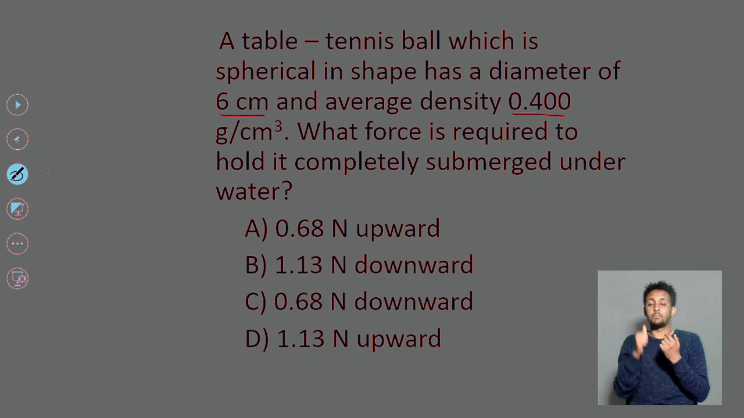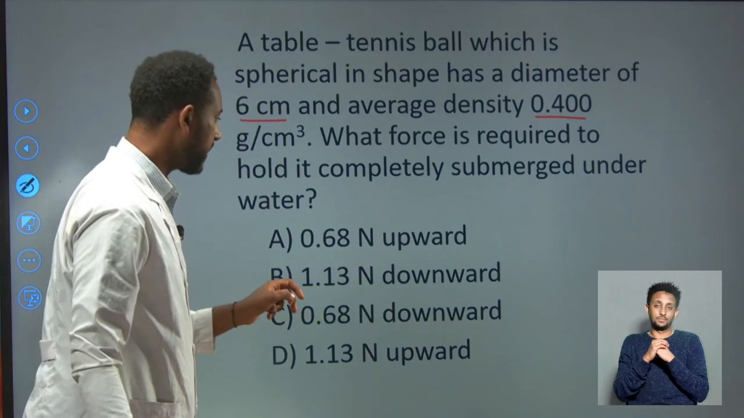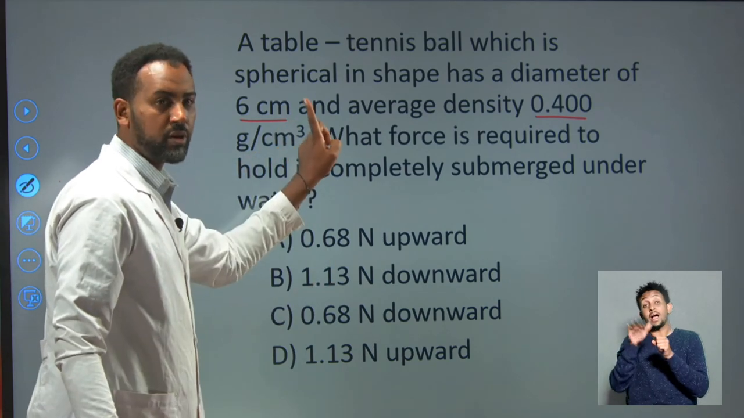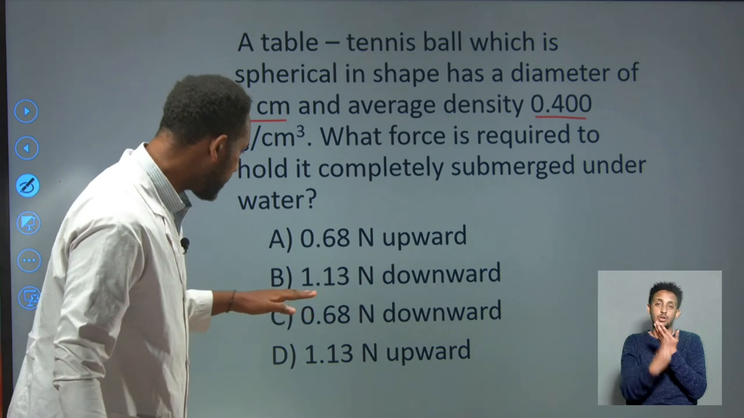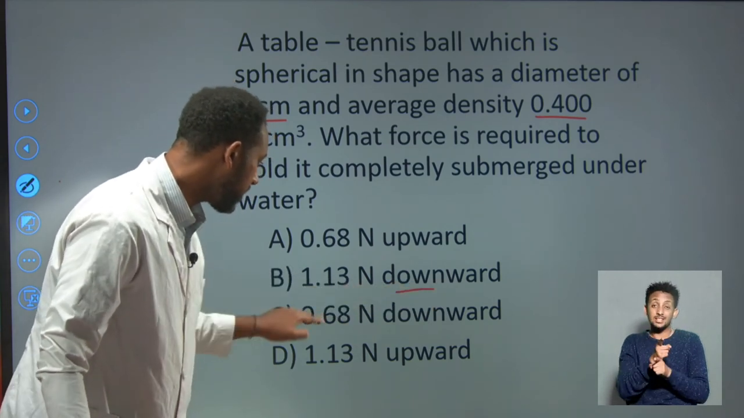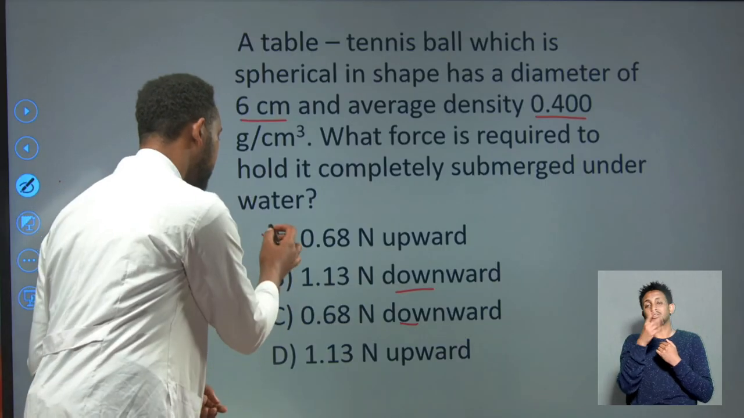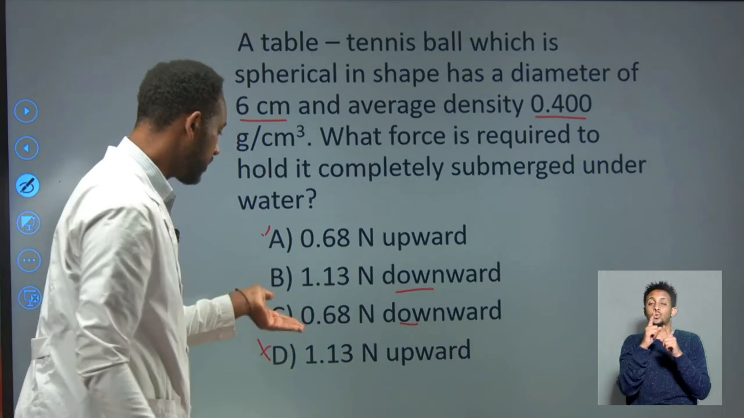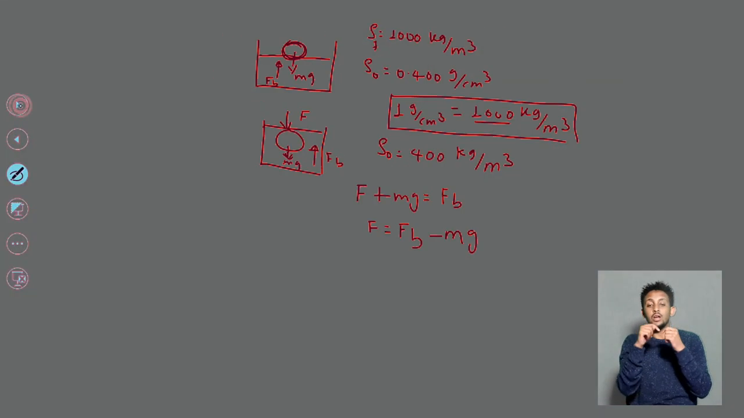Back here, there is 0.68 Newton. There is an upward force, he says. Should we apply an upward force? No. We have to apply a downward force. So your answer should be either this one or this one. There is a downward force, but the two upward forces are not going to be your answer. You have to choose among these two. And then let's try to calculate back.